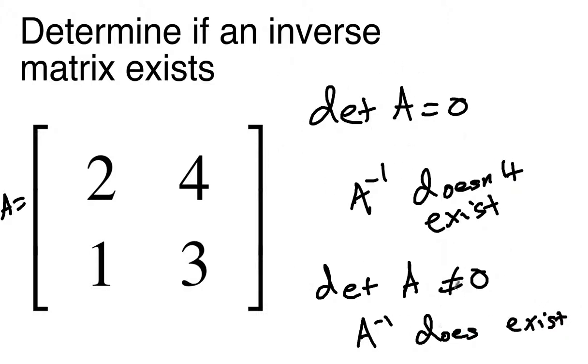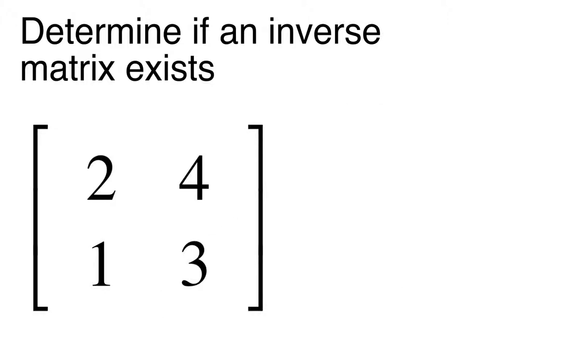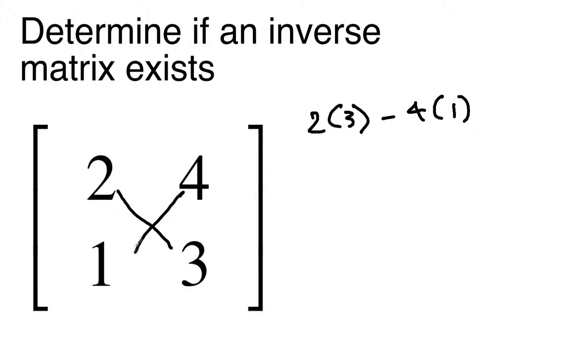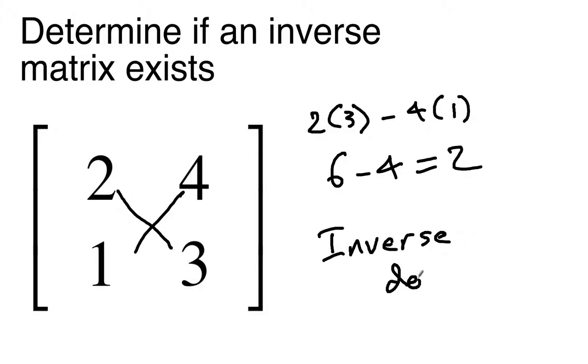And that's a very useful thing. So what we're going to do is we're going to look at this matrix, and we're going to determine does this matrix have an inverse. So the determinant will help us determine if an inverse matrix exists. So let's calculate the determinant. That would be 2 times 3 minus 4 times 1. So 6 minus 4 is equal to 2. 2 is not 0. So if the determinant is not 0, then an inverse does exist. The inverse does exist. And we've proved it because the determinant is not 0.